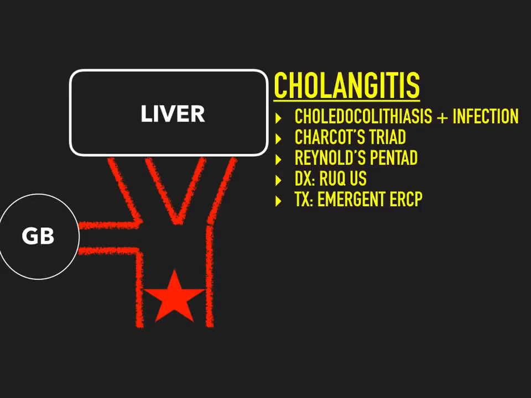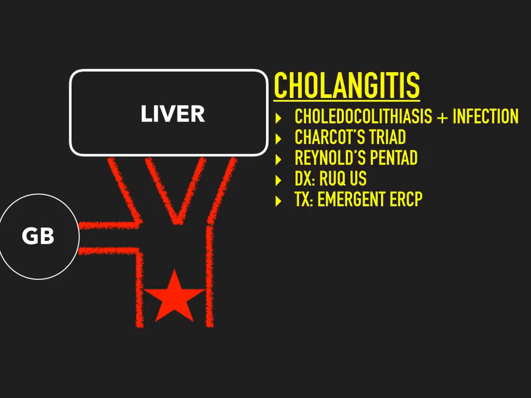Now, this can progress to something called Reynolds' pentad, and that is when you add hypotension and altered mental status. At that point, you're progressing into the realm of this patient might be going into shock. Oftentimes, this is a misdiagnosis because someone will come in with right upper quadrant pain and they won't really know what to do or what to look for. Maybe they'll think it's just a basic stomach issue, but the patient is quickly progressing through these stages and moving into shock. So it's got to be treated emergently.